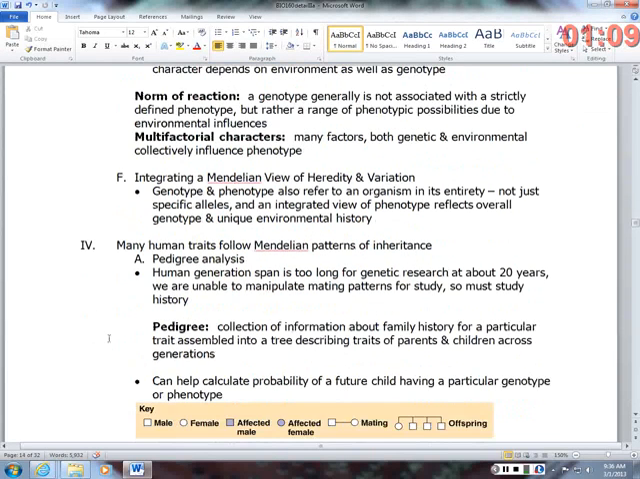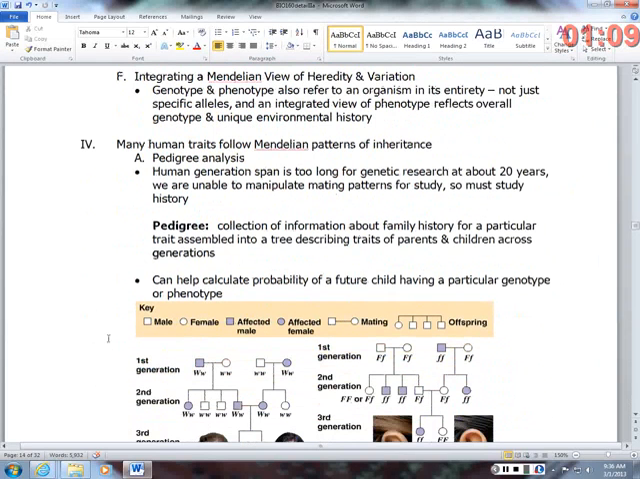So with humans, the generation span is too long for genetic research, so it takes about 20 years. So to see what kind of trait I have, say you're 6 years old and you decide you want to know what kind of trait you have, you've got to wait a while to do a test cross as a human. And test crossing humans to see just what you produce isn't the way we do things. That is not how we breed.